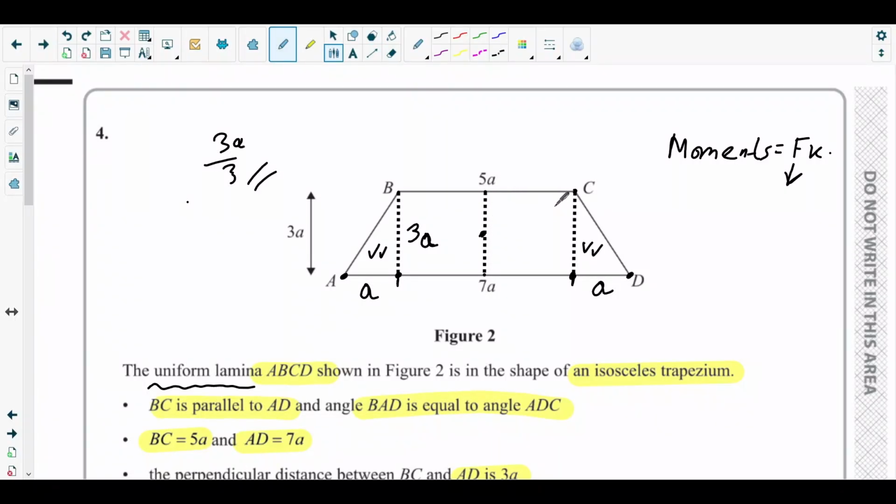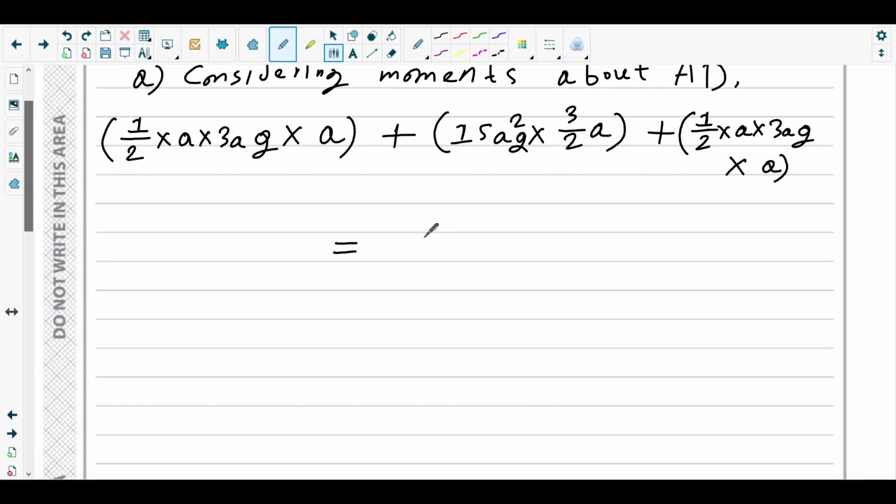Okay, so what is the total area? The area of the rectangle is 15a squared, we can get it from here. The area of the triangles is half times base times height, that is 3 over 2 a squared. So 3 over 2 a squared is the area of one triangle, and times 2 for both triangles, that much g.